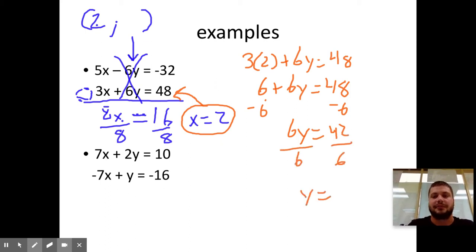And y equals 7. So the x-y combination that makes both of these equations true at the same time is 2, 7. That's also the point where, if you graph both of these lines, those two lines would intersect.